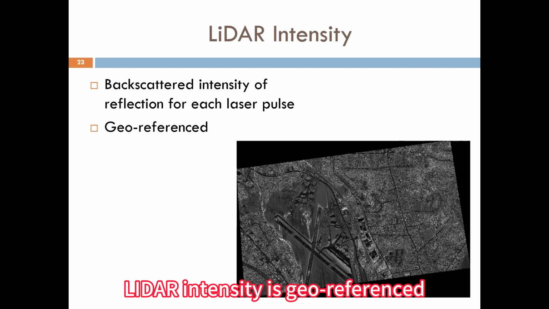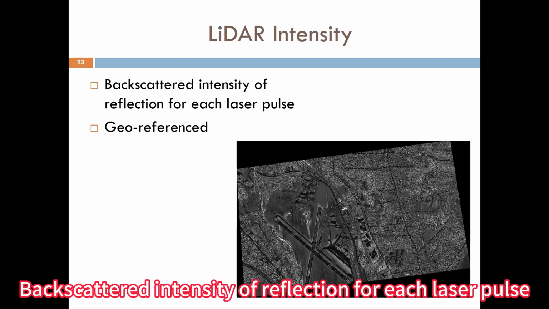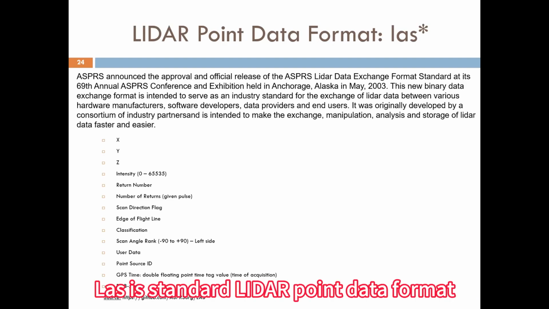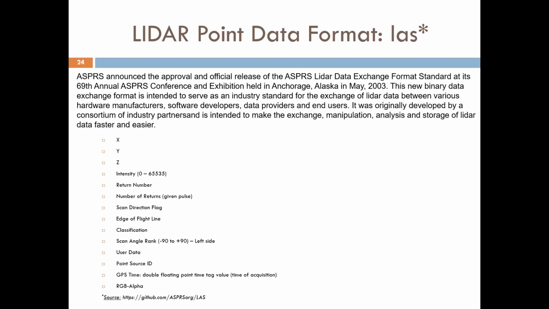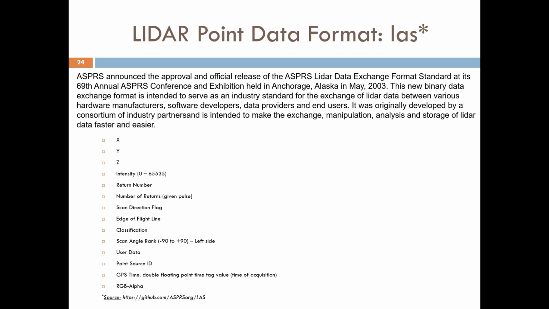LiDAR intensity is georeferenced. It is the backscattered intensity of reflection for each laser pulse. LAS is the standard LiDAR point data format. Each point in the LAS file has many attributes, such as X, Y, Z, intensity, return number, number of returns, scan direction flag, edge of flight line, classification, scan angle rank, user data, point source ID, GPS time, RGB and alpha.